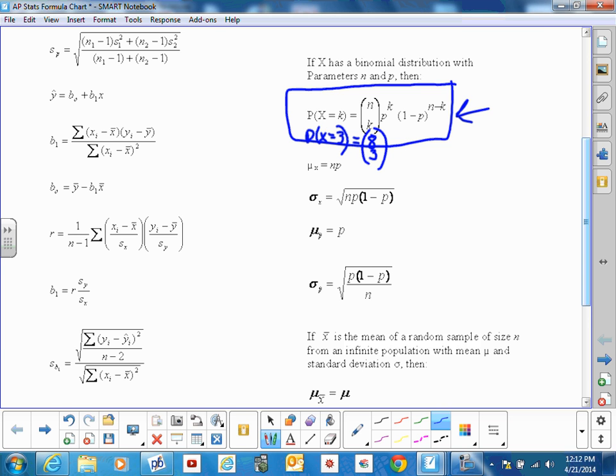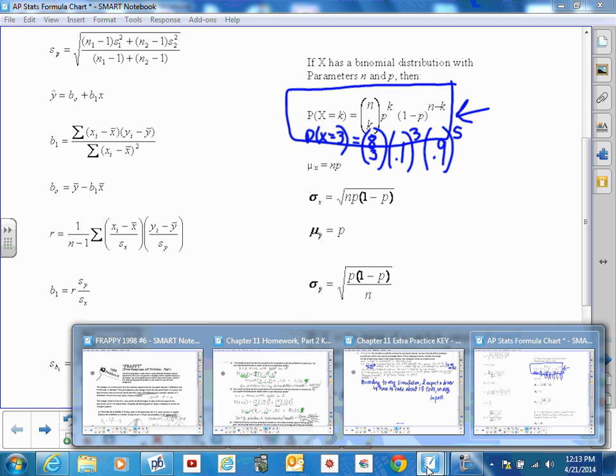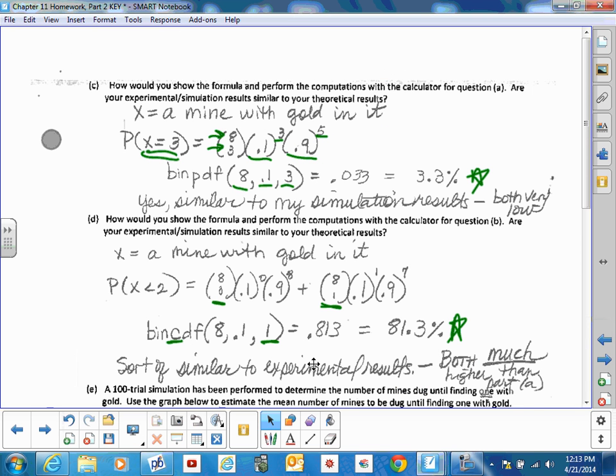P was the probability of success, and the probability of finding a gold mine was 0.1, and we wanted 3 gold mines. The failure would be what's left, which is 0.9. If you have 3 gold mines, then there would be 5 without gold. That's the formula, and then you put this into your calculator, your binomial PDF of n, p, k.